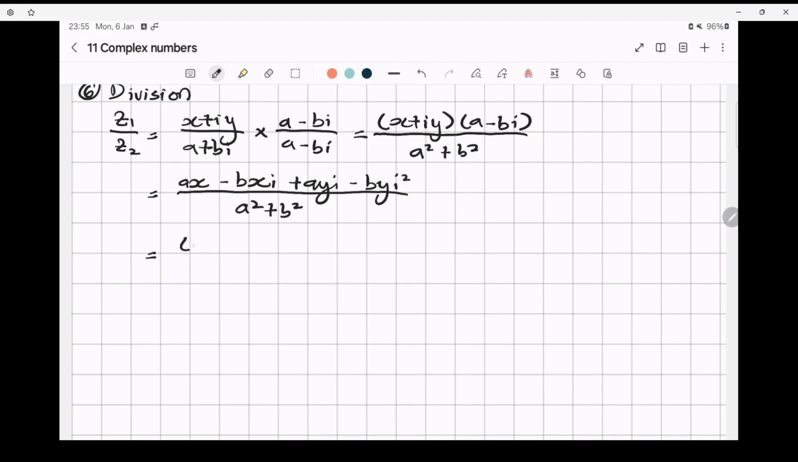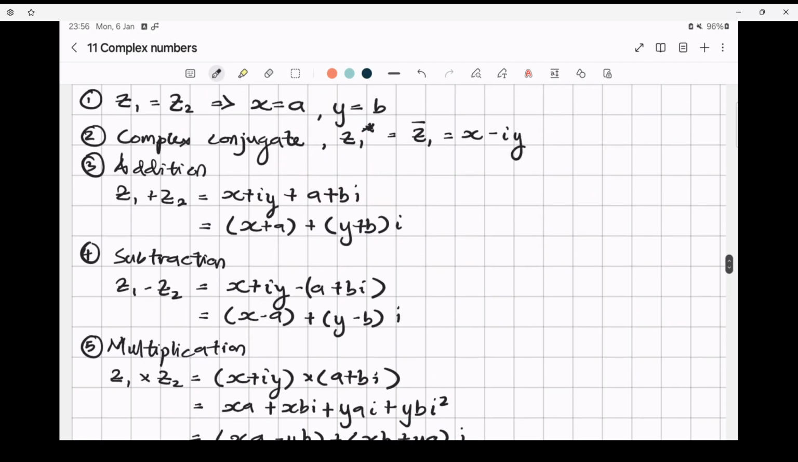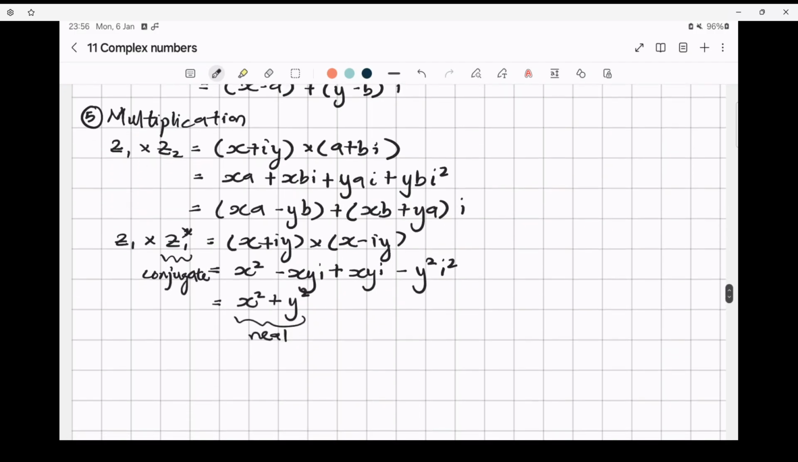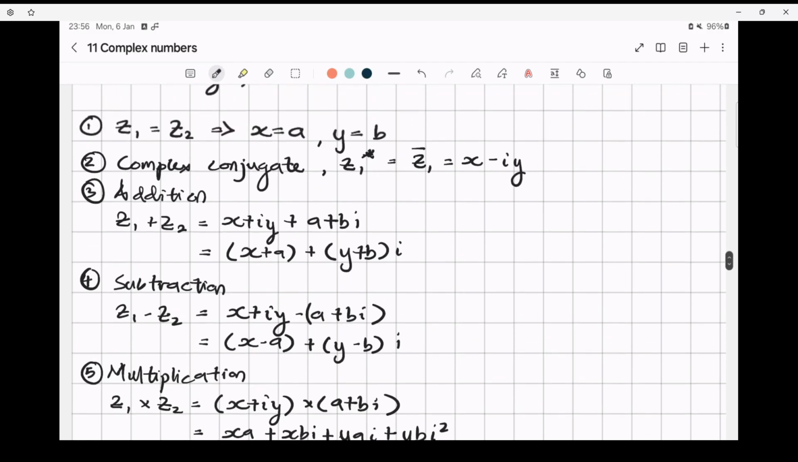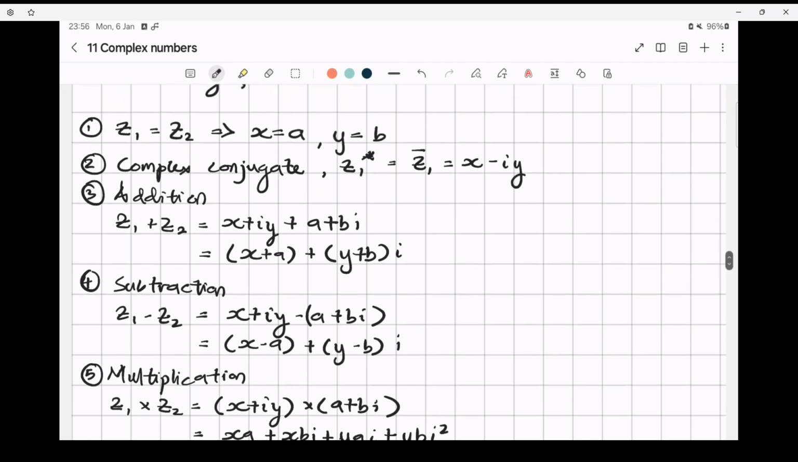In the end you will have ax plus by. Because i squared is minus 1, this becomes plus (ay minus bx) multiplied with i. Then the whole thing you divide by a squared plus b squared. So that's how you perform addition, subtraction, multiplication, and division for complex numbers. And one additional property is the complex conjugates.